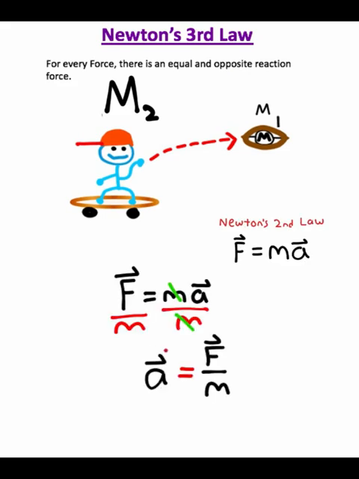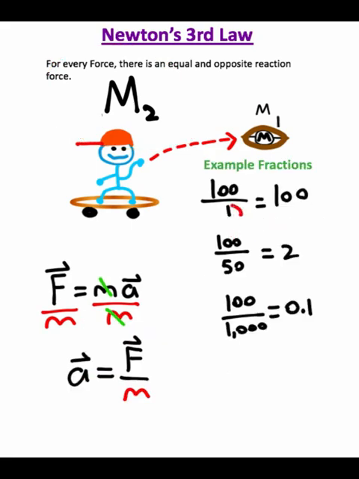Now notice something. Acceleration is inversely proportional to mass because mass is on the bottom of the fraction. That means as your mass is smaller, your acceleration is bigger. And as your mass is bigger, your acceleration is smaller. Notice that every time the denominator is small, the total fraction is bigger, but when the denominator is bigger, the total fraction is smaller. That was a general introduction to Newton's 3 laws of motion.